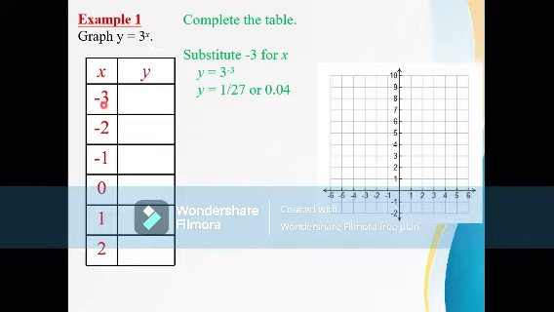If x is equal to negative 3, what is the value of y? So y is equal to 3 to the power of negative 3. Remember, our exponential function is y is equal to 3 to the power of x. So therefore, you have y is equal to 1 over 27. Remember, if our exponent is negative, we can only solve it when we make it into positive.